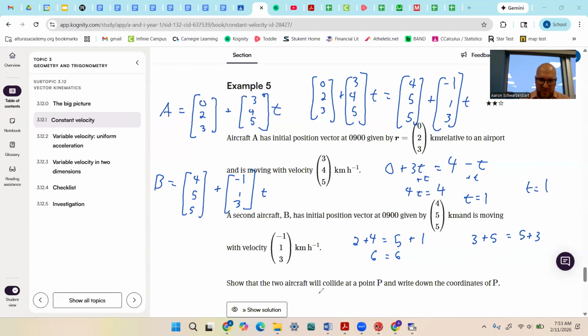If I want my point, I'll plug in 1 for either one of these. Let's do the top one. t is 1, so I don't really need to multiply by anything, giving me (3, 6, 9).